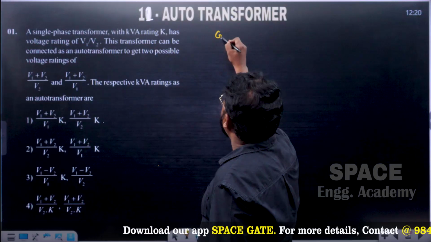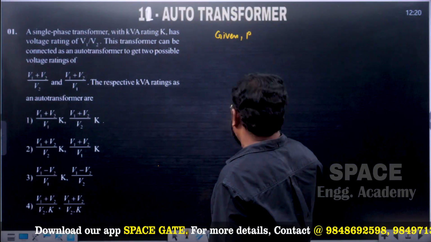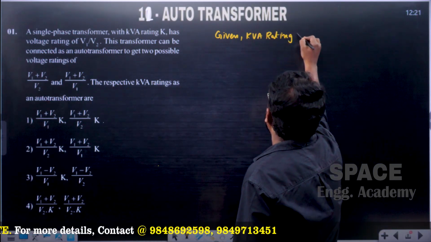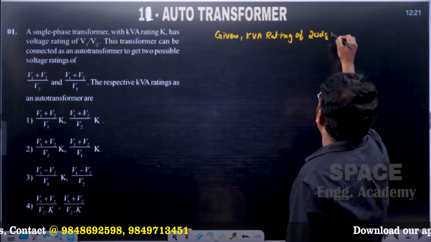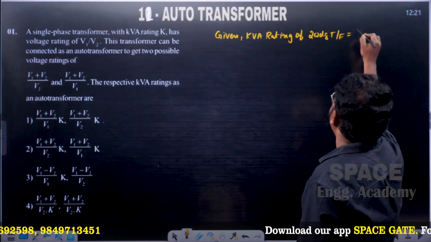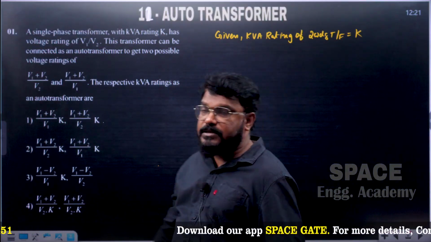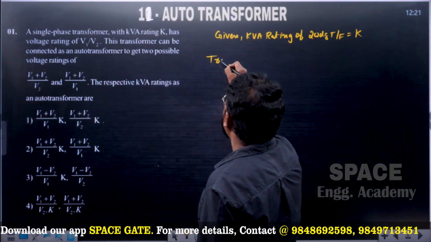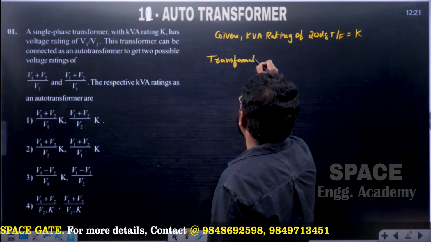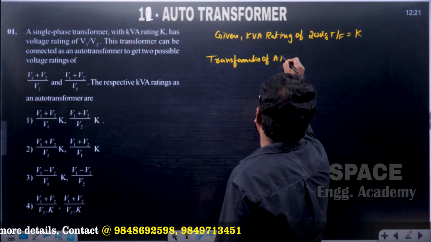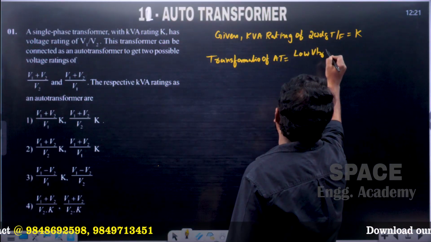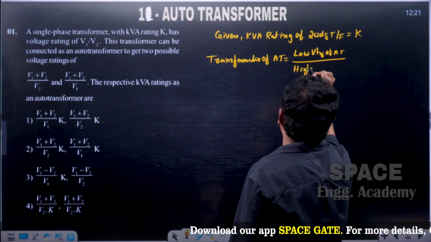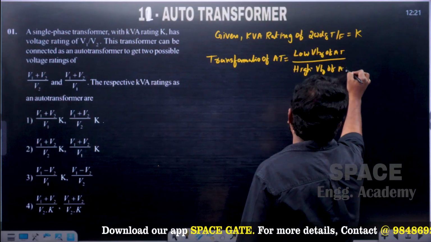It is given in the question that the KVA rating of the two-winding transformer is equal to K. Capital K is the KVA rating given. And we know that the transformation ratio of the auto transformer is equal to the low voltage of the auto transformer divided by the high voltage of the auto transformer.